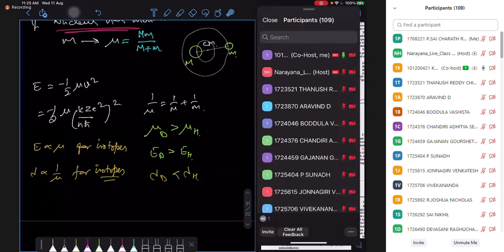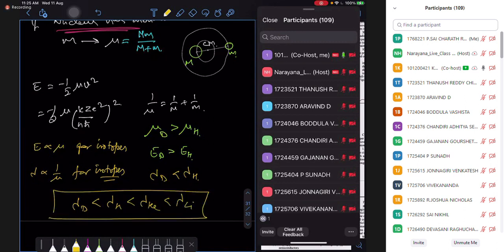I hope that is okay? So if we arrange, the lowest energy is for deuterium, then hydrogen, then helium, and then lithium. That is the order of lambda. Okay, I hope you understand the point, yes?